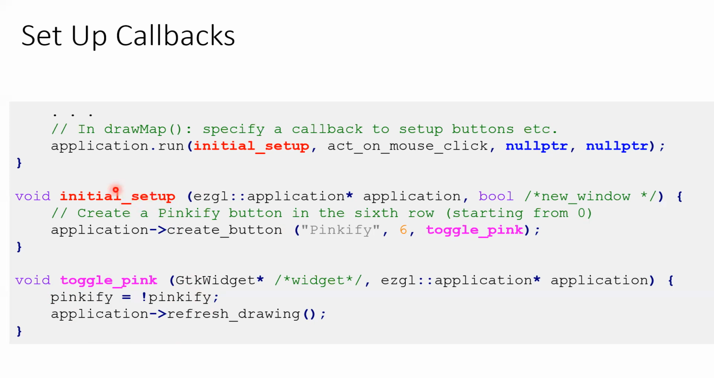So in the initial setup, we are just adding in the things that we want to add on to the program. In this case, we're adding one button, which is Pinkify. If you want to add more buttons, you can just create more buttons in here. And you need a separate callback function defined that you can write yourself. That's the function that's called whenever someone presses on the button. For Pinkify, we're just toggling the global variable and we are forcing a redraw.